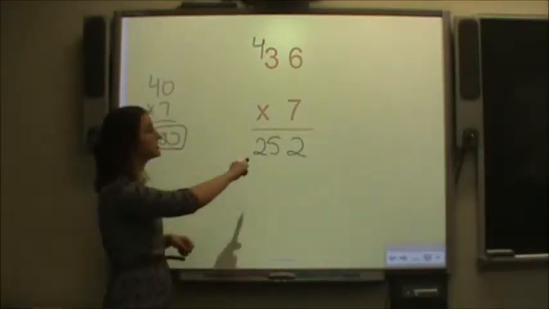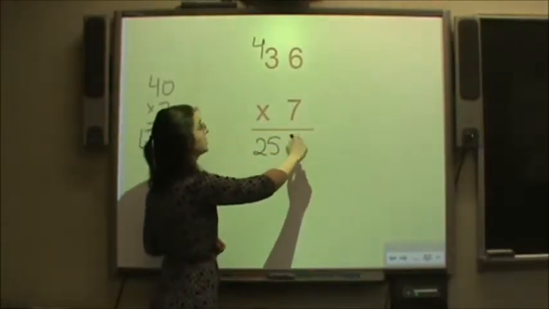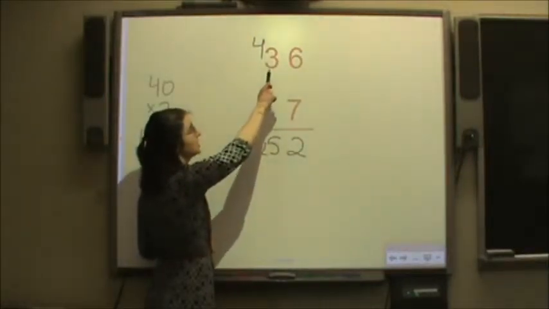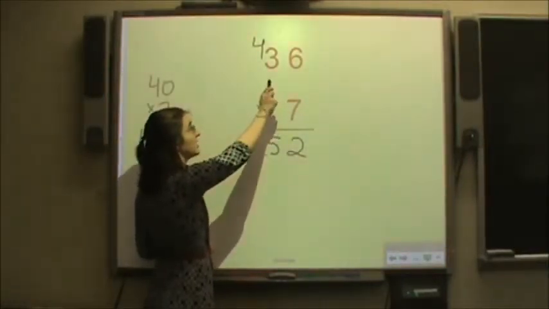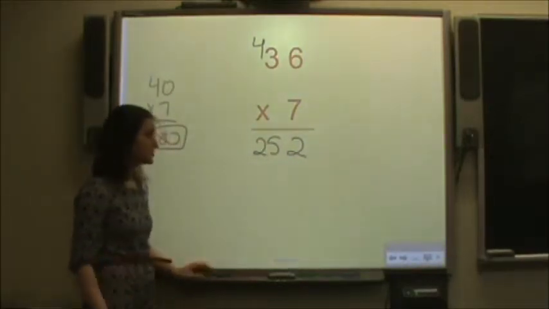And you should have solved it by saying 6 times 7 is 42. So you brought down your 2 and you carried the 4, which is actually a 40. Then 7 times 30, or 7 times 3 is 21, plus 4 is 25. So 252 is your answer.